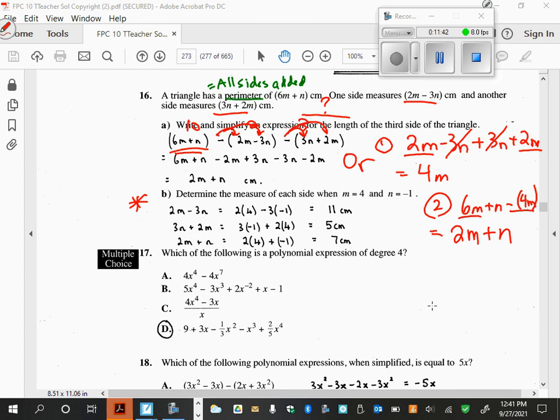And you can see I got the same answer. You don't need to put centimeters. I love it though. They do see the unit. That's important for word problems. And anything else?